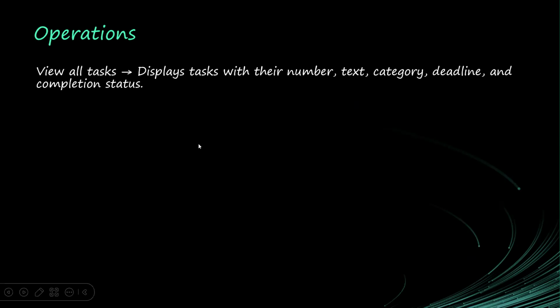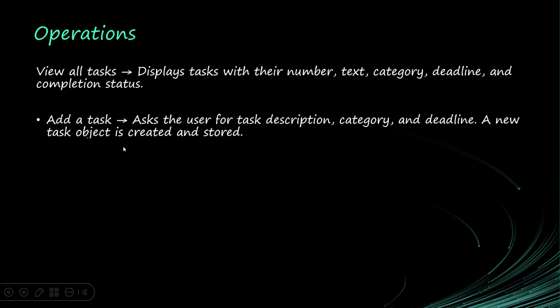Okay? All right. So the operations that we are going to take a look at, we will have operations like view all the tasks. So users can view all tasks. When users select that they want to view all tasks, this particular operation will display tasks with their number, their task, their category, their deadline, and their completion status. So when a user says that they want to view tasks, we will have a function that will show the user the tasks that they have created, their number, their task, their deadline, and their completion status.